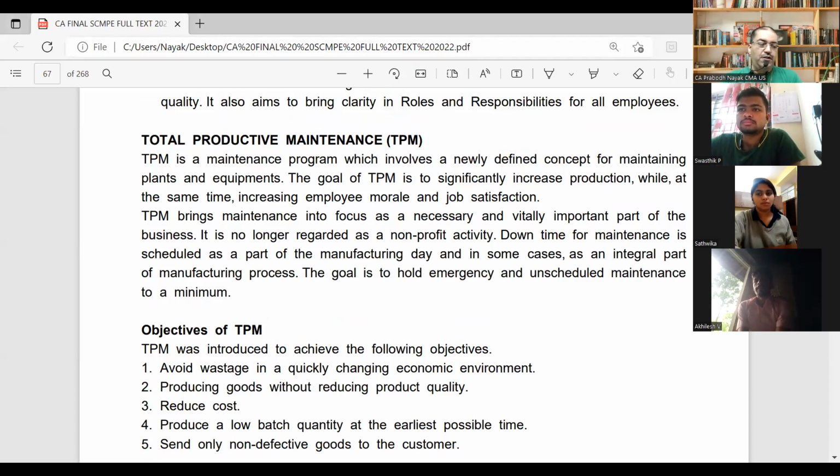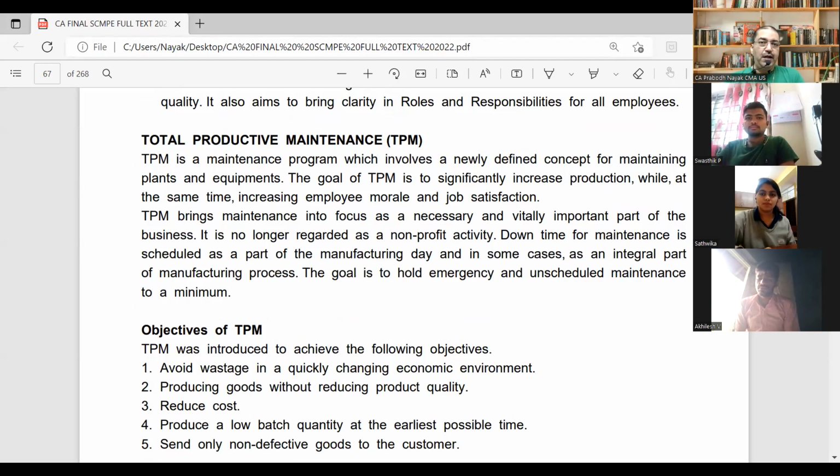In one of the earlier lectures, we had done total quality management, that is TQM. Today, we'll be doing the other important part, that is TPM, total productive maintenance, not management, it is maintenance. So, TPM is basically what?